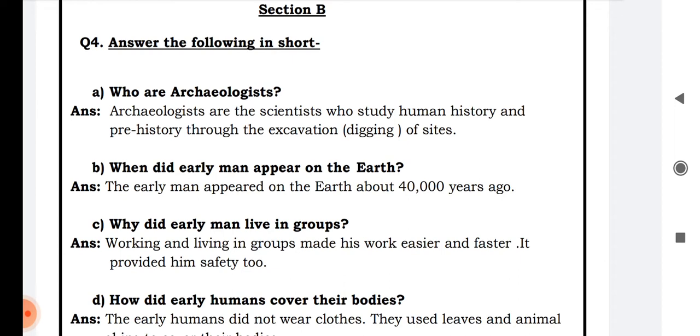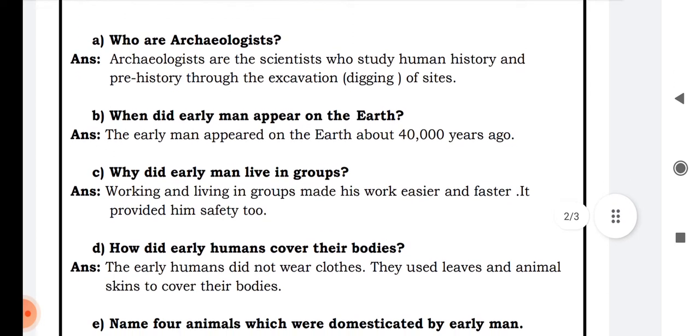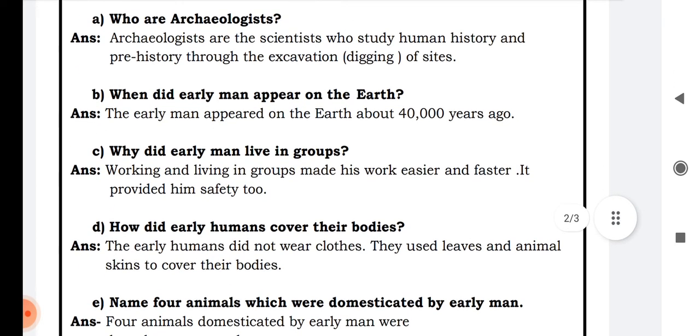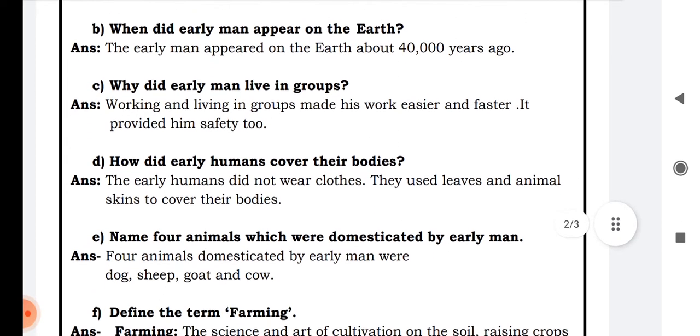Now we will discuss section B, children. Here you will give the answers to the questions. In question 4, you have to answer the questions in what kind of answers? Short answers. A. Who are archaeologists? Answer. Archaeologists are the scientists who study human history and prehistory through the excavation or digging of sites. We all know that archaeologists are the persons who tell about the history of the early humans.